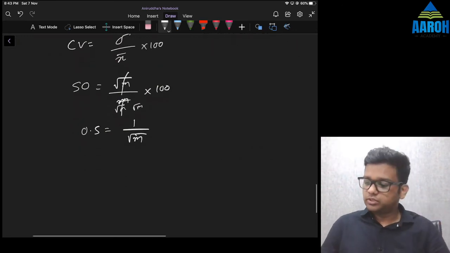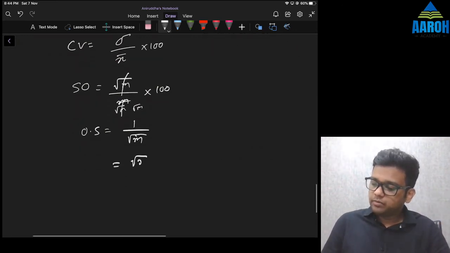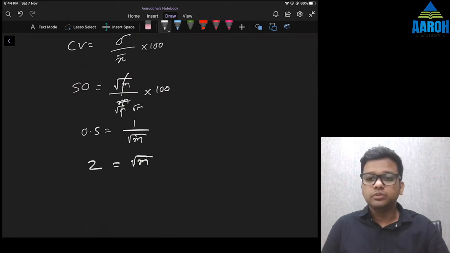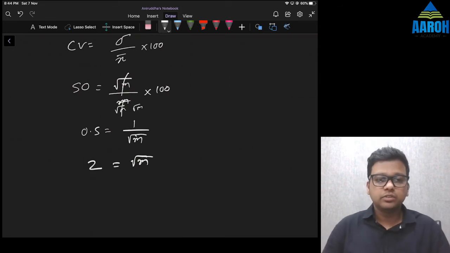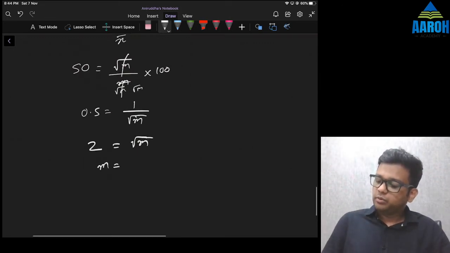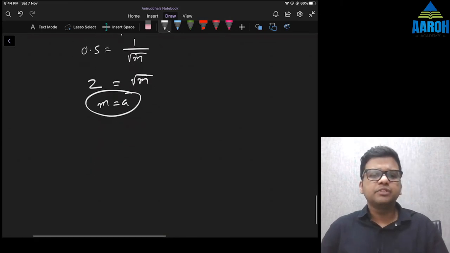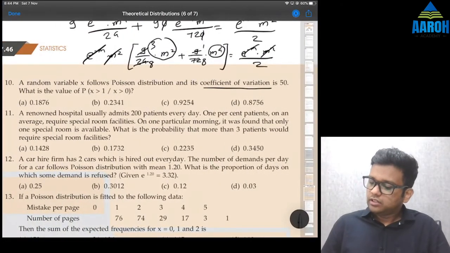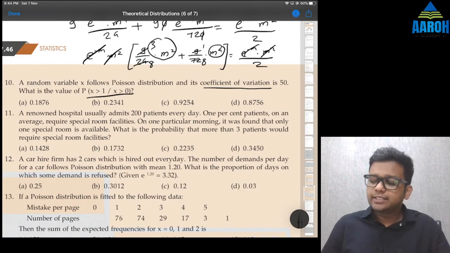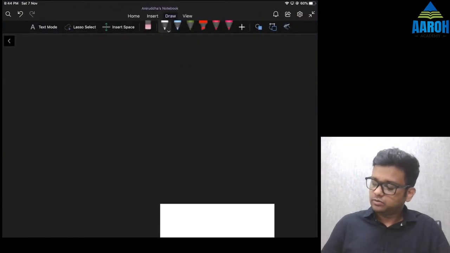Let's take reciprocal of both sides. So here we'll have root m, and reciprocal of 0.5 is 2. You can check 0.5 divided by equal to 2. So m will be 4. If m is 4, we can easily solve that. What is the value? Probability that x is greater than 1 given that x is greater than 0.